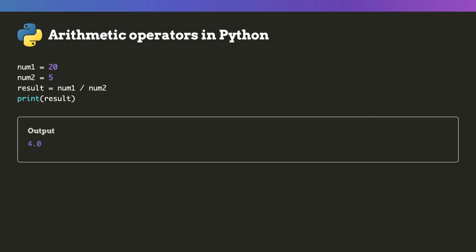To divide, we use the / symbol. Here, 20 divided by 5 gives us 4. Note the output is a floating point number. Python outputs a float when dividing integers because the result of dividing whole numbers is often not a whole number.